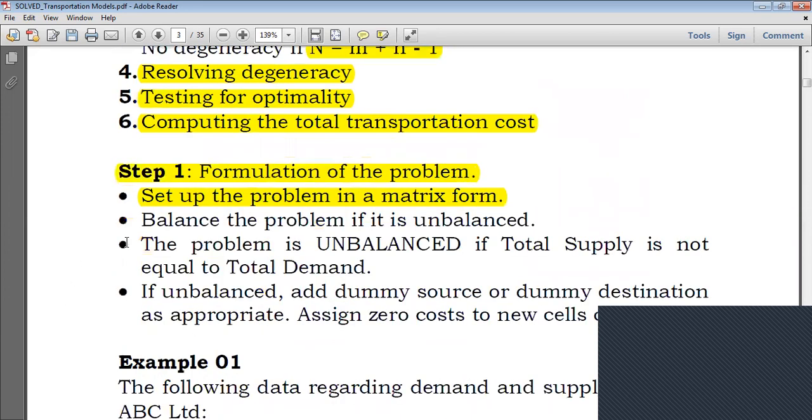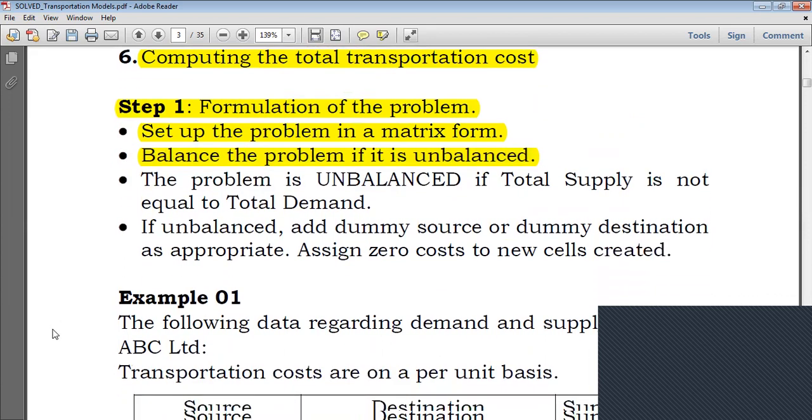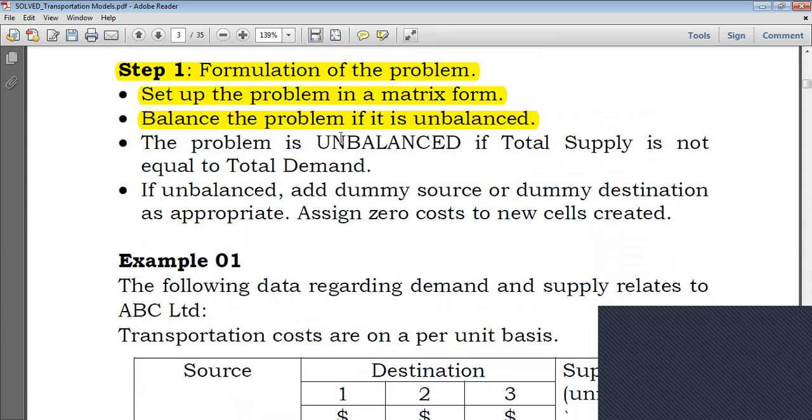And then after that, you proceed to balance the problem if it is unbalanced. This is a very, very important step. How do I know that the problem is balanced or unbalanced? We say the problem is unbalanced if total supply is not equal to total demand. So you count total supply, and if you find it different from total demand, you have to force it. Let's say demand is 800 units and supply is 850 units. Then you would have to add to the demand by 50 units so as to make it equal to the supply.